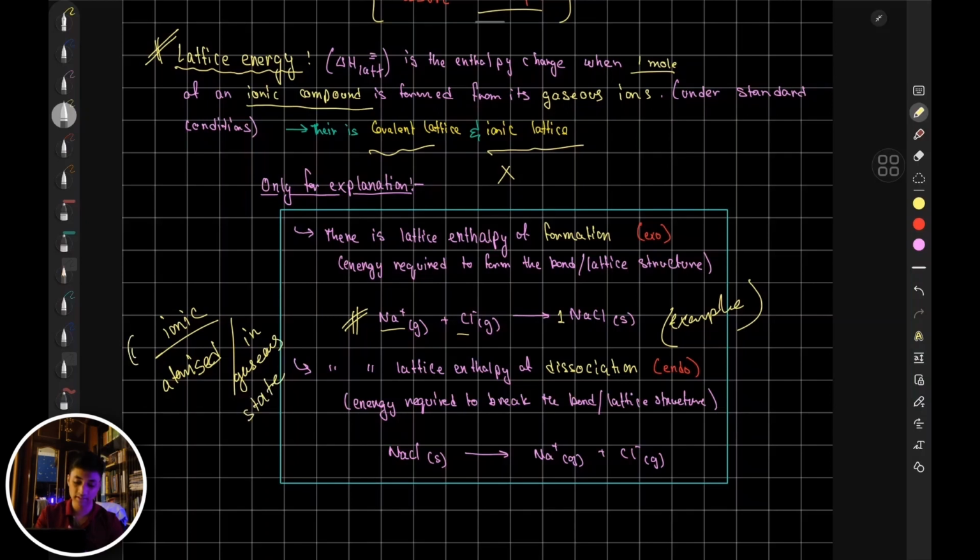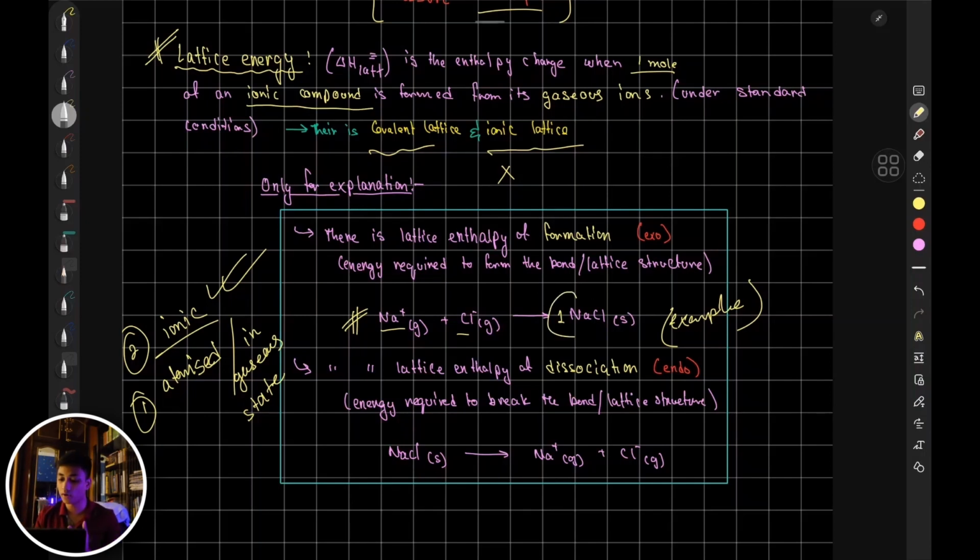Gaseous state. These are the two conditions for the reactants. So what are you doing? First of all, you atomize the element and then you bring in the charges. So you're basically taking the sodium atom, atomizing it, making it a gaseous atom, then you're making it an ion. You're taking an electron out and making it a positive sodium ion.